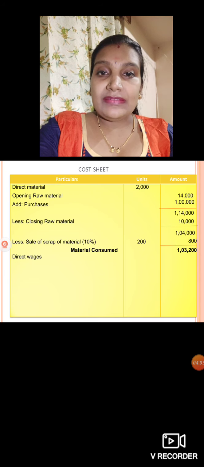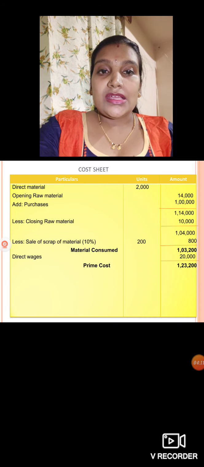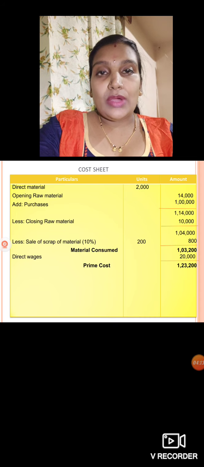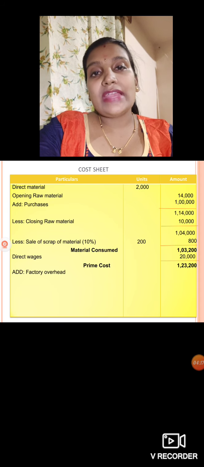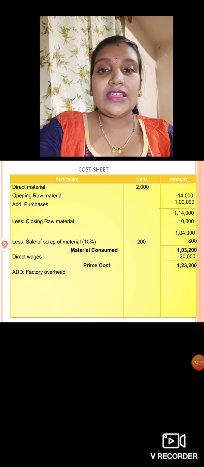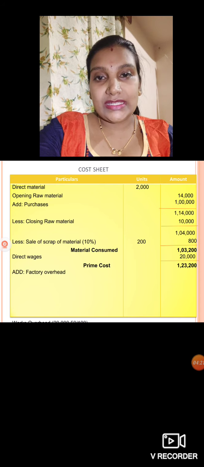So next we have direct wages here, that is 20,000. So prime cost we will get 1,23,200. Then we have factory overhead. What they have given regarding factory overhead is 50% of direct wages, right?